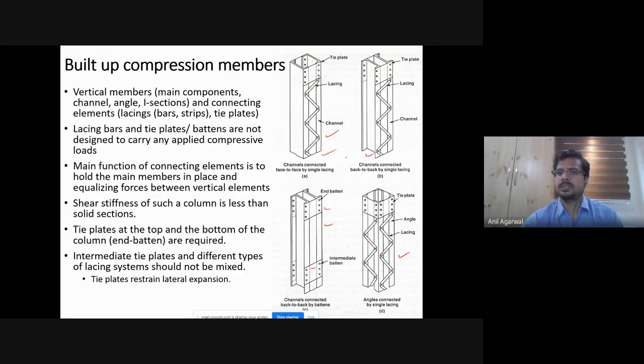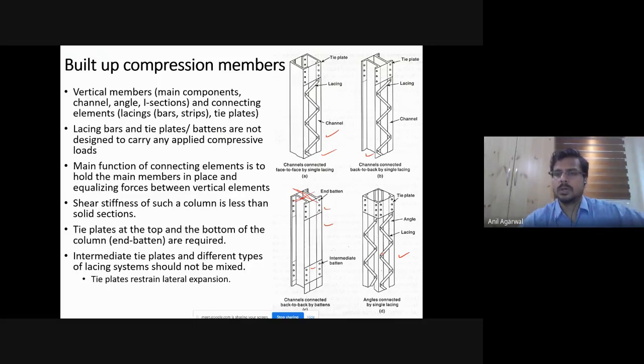What is the advantage of these? Instead of making hot rolled sections, one is that they give very good stiffness in both axes. So for example, a channel has a very good stiffness against buckling in this axis, but you put 2 channels together, now you get a very good stiffness about both axes. The channel inherently had a good stiffness about this axis. Now you also get a very good stiffness about this axis by putting 2 channels together.